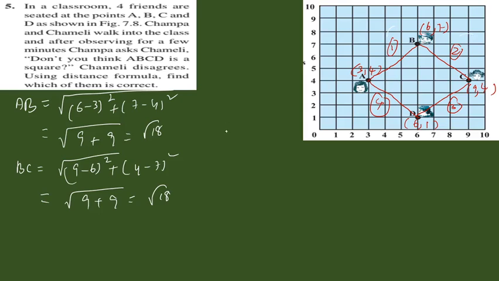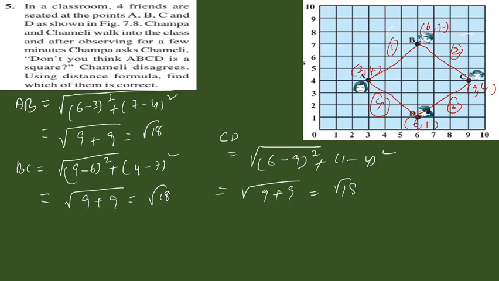Let's go for the third one, that is the CD distance. Now D is 6 minus 9. (6 minus 9) whole square plus (1 minus 4) whole square. I hope it is clear to you. Now it is 9 plus 9 again, that is root 18. You can simplify slowly, you'll get all the answers the same, I believe.